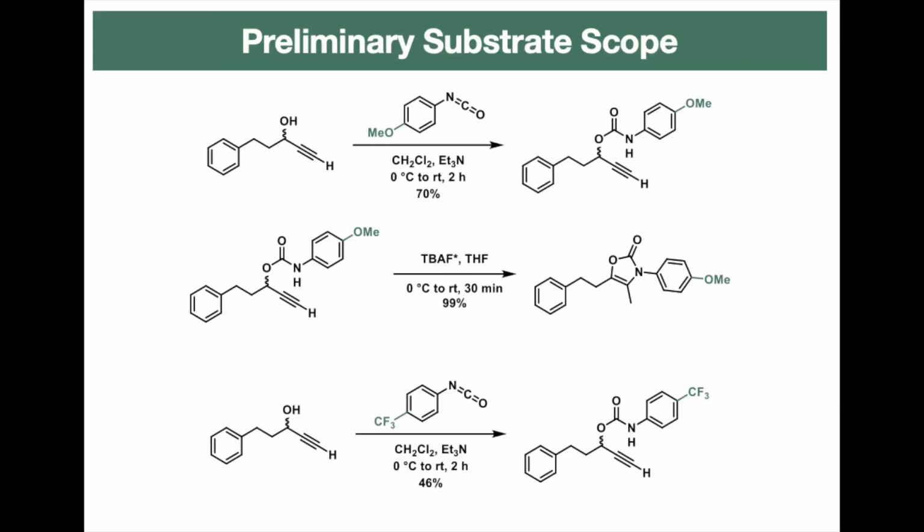Preliminarily, we have also begun to vary different substituents on the aryl group to determine if electron density on the aryl group affects the efficiency of the fluoride-induced cyclization procedure. We began by introducing a methoxy substituent to the aryl group and subjected the carbamate derivative to cyclization. The obtained methoxy-aryl oxazolone was in 99% yield. We have also begun to explore trifluoromethyl and have obtained the substituted carbamate in 46% yield, but have not yet cyclized this product as of this presentation.